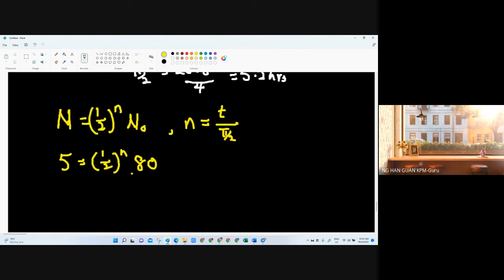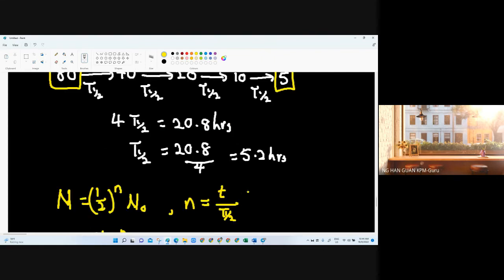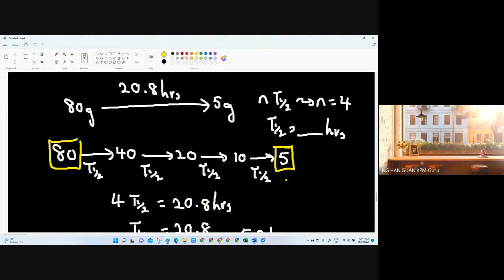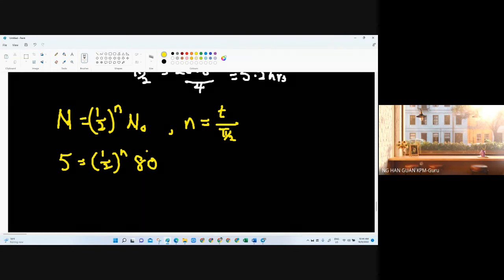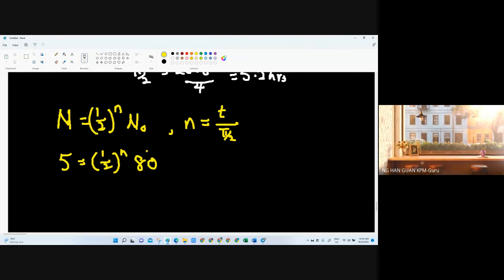Now I want to know how many half-lives, so we want to find the integer n. How do we find this n if we use a formula? Please show me the working steps, how you solve this to find n, if we don't use the timeline. The timeline is one solution method. Now we discuss the other solution method, using the formula, to find the number of half-lives. You have to apply your mathematical concept.